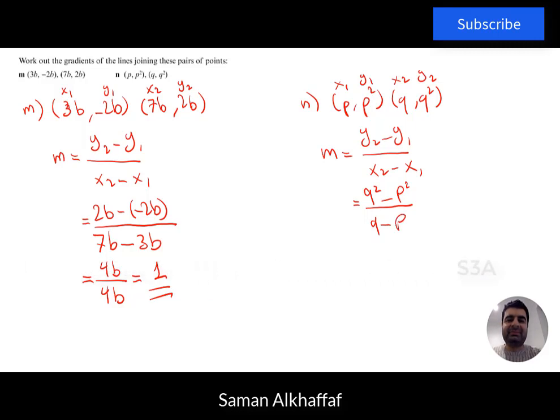The q squared minus p squared can be simplified by the difference of two squares to q minus p multiplied by q plus p, and that will be divided over q minus p. So the q minus p over q minus p will disappear, and we will have the gradient expressed in the form of q plus p, and this will be our answer for this pair of points.